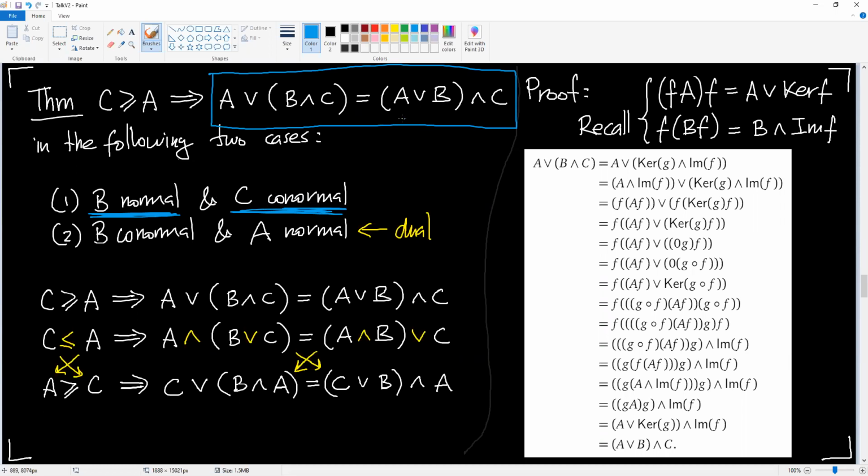But there is also another case when this equality holds. This is when B is conormal and A is normal. And in fact, this other case turns out to be the dual of the first case. And it's shown here how we get one from the other by duality.